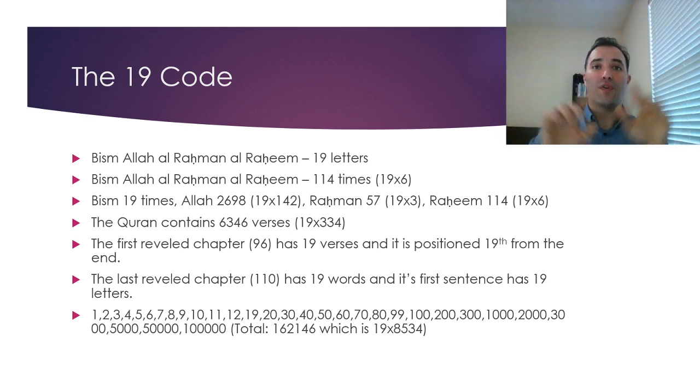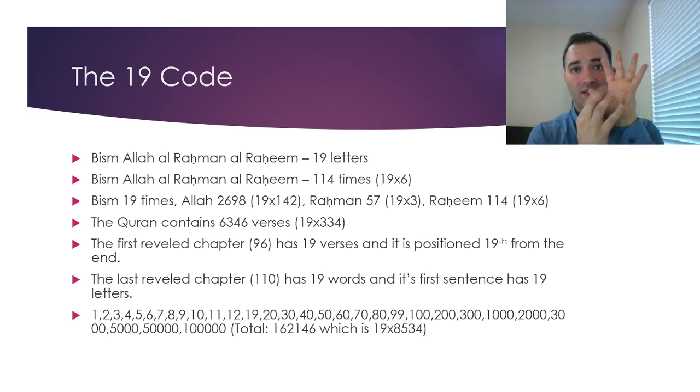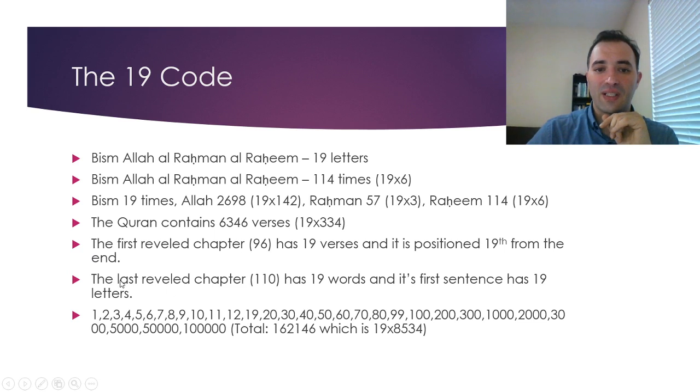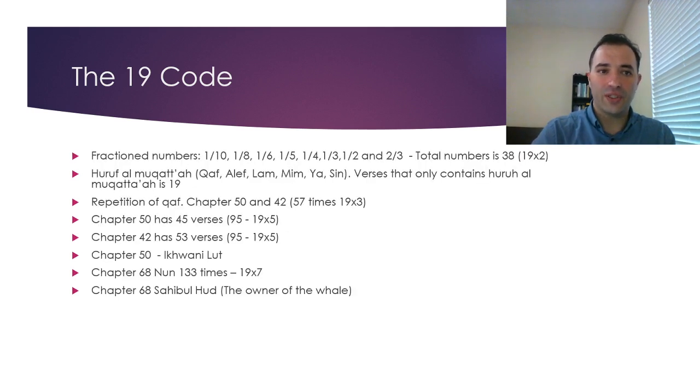So the total of all these numbers, you can get your calculator, the total of all these numbers is 162,146, which is exactly 19 multiplied by 8,534. Exactly. No decimals. This is very interesting. So, let's continue.